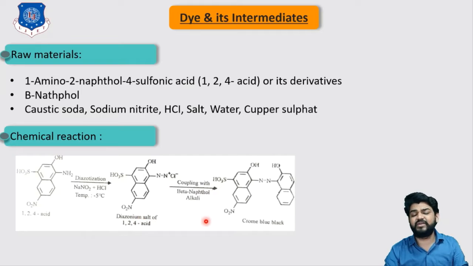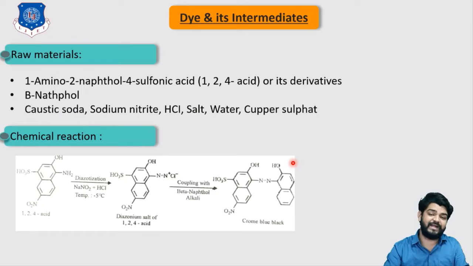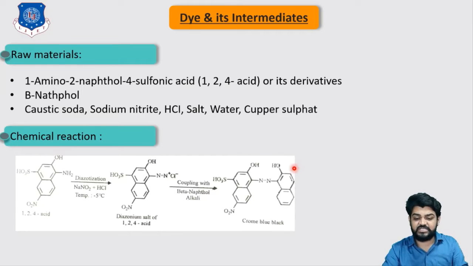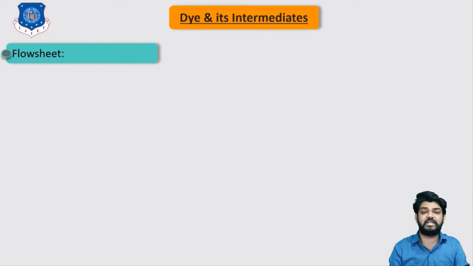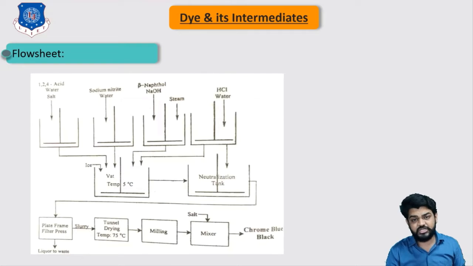Then coupling it with the beta naphthol that we have taken, we will ultimately have this chrome blue black dye, right? As you can see here, our beta naphthol is interlinked with this particular dye and it will produce the chrome blue black dye. So this particular structure is nothing but your beta naphthol, right? Now let's understand the actual process description, or the flow sheet, for the production of this chrome blue black dye.